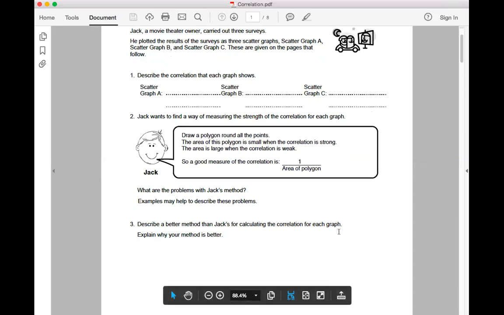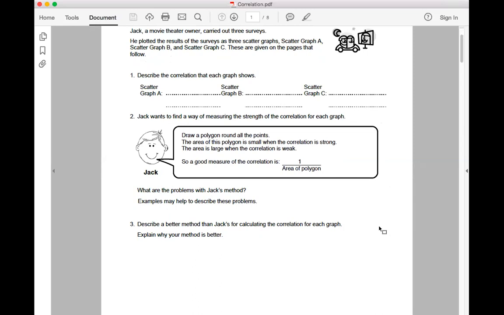In problem 2, Jack wants to find a way of measuring the strength of the correlation for each graph. So he's going to try to calculate this number R somehow. He says, draw a polygon around all the points. The area of this polygon is small when the correlation is strong and large when the correlation is weak. So a good measure of the correlation is 1 over the area of the polygon. And there are some problems with this.